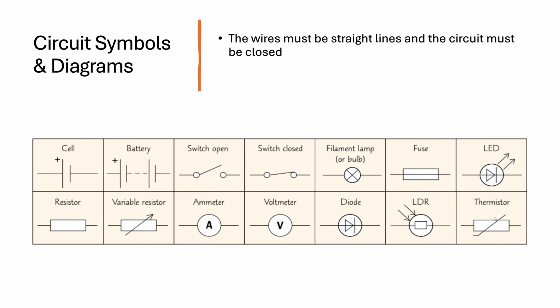So it's really important that we remember all these. The most important ones are obviously your ammeter, your voltmeter, your cell, and your bulb. They're the most important ones. But with these other ones, a one marker could come up and ask you for one of these.